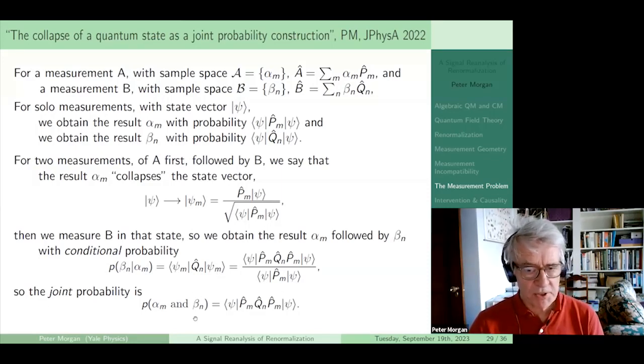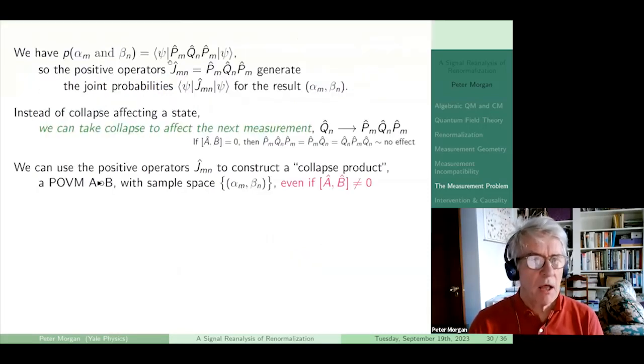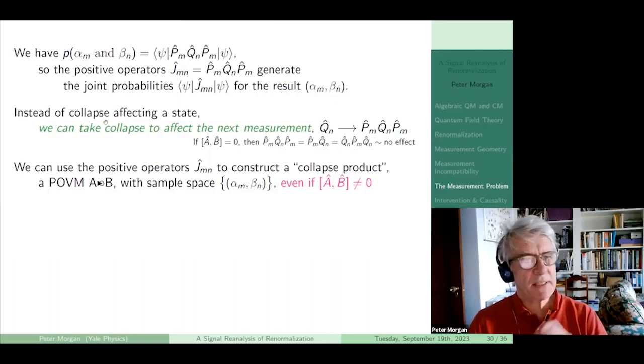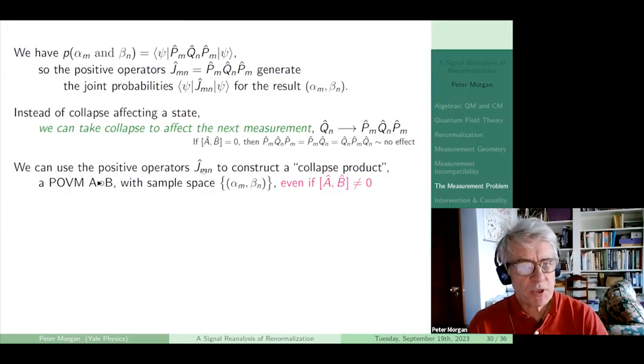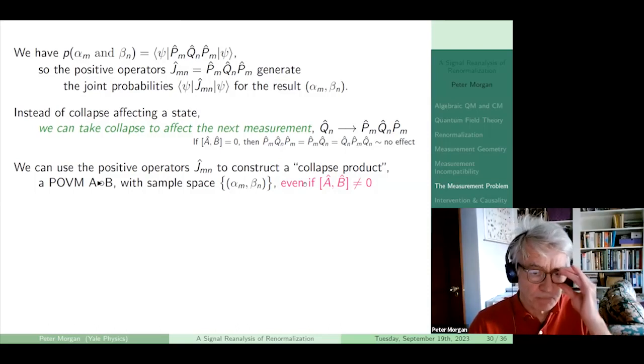So the joint probability is just this much simpler expression in which this is a positive operator that we can use to generate joint probabilities for the result alpha M beta N. So instead of collapse affecting the state, we can, if we like, purely by convention, it's our own choice, take collapse to affect the next measurement. We can use these positive operators GMN to construct a collapse product, a positive operator valued measure, A collapse B, with a sample space alpha M beta N, even if A and B don't commute. It makes no difference whether they commute or not, you can construct this.